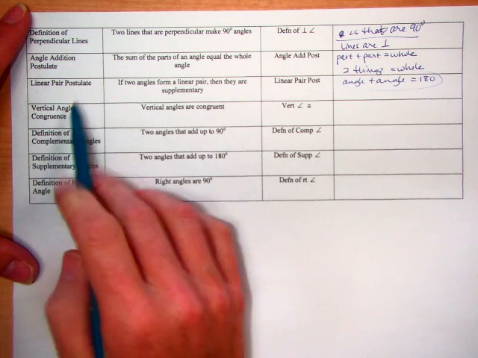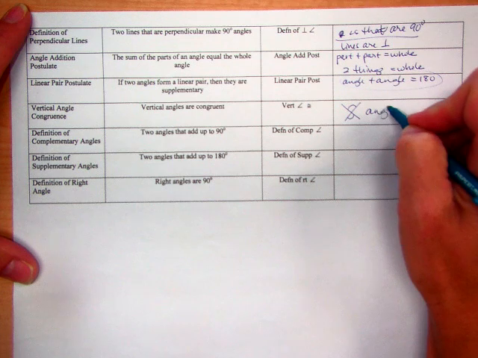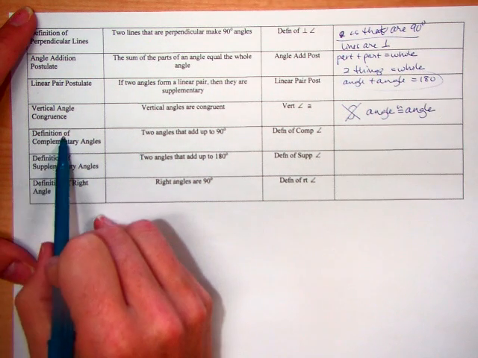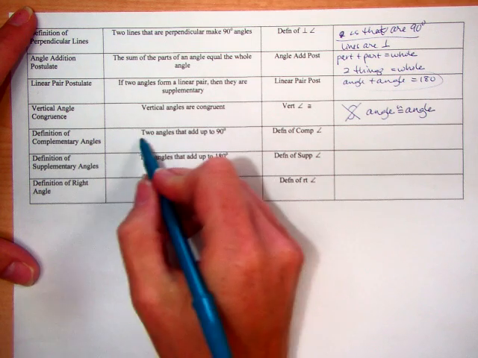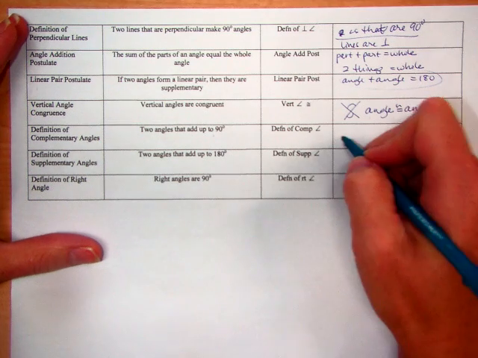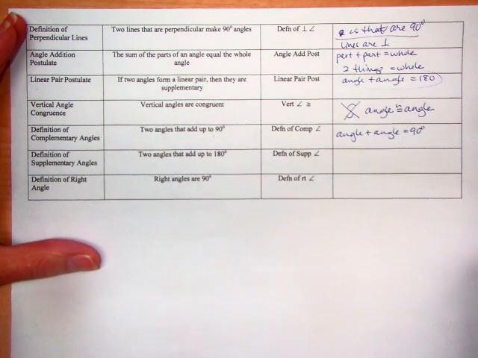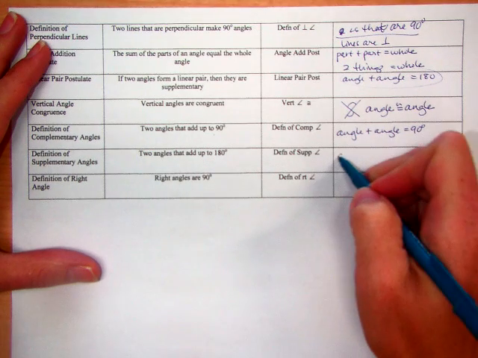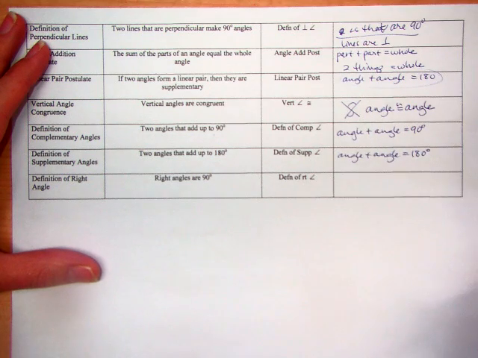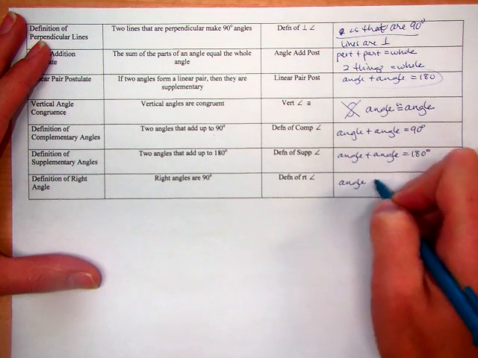Vertical angles, so you should be able to tell me which two angles are congruent. So you should be able to say that an angle is congruent to another angle. Definition of complementary angles. This is two angles that add up to 90 degrees. So you should be able to make a statement like angle plus angle equals 90. Definition of supplementary, same thing, only this time they're going to equal 180. Definition of right, so right angles are 90. You should be able to tell me that some angle equals 90 degrees.